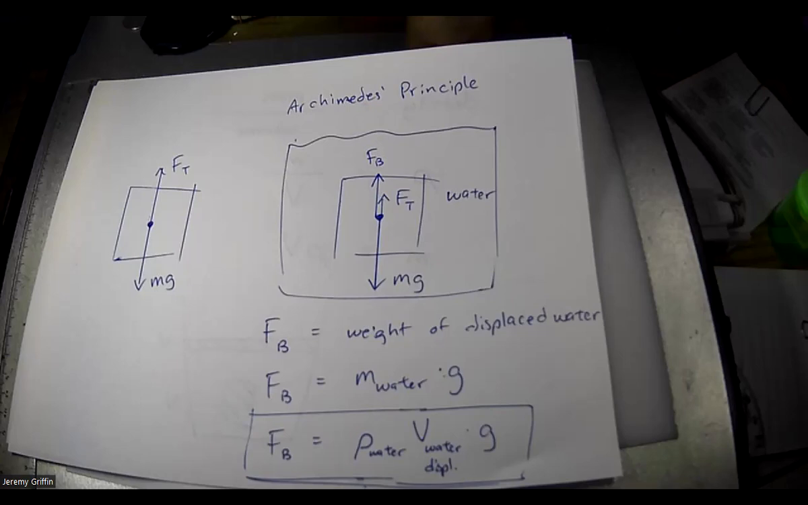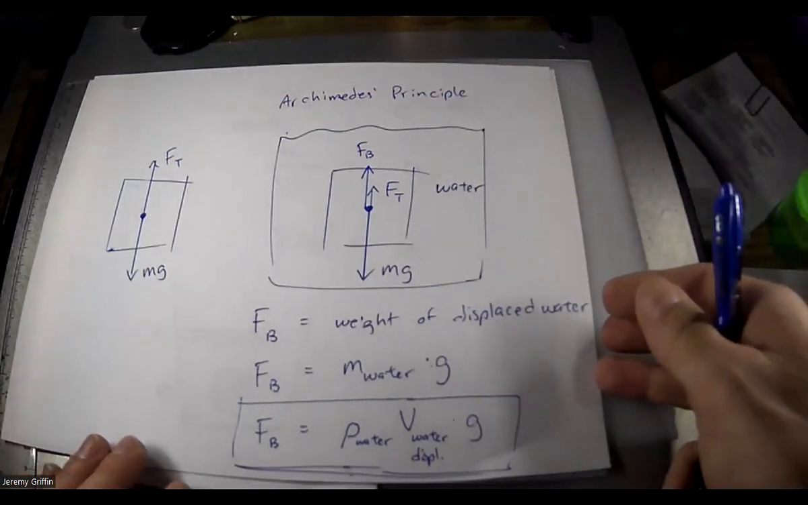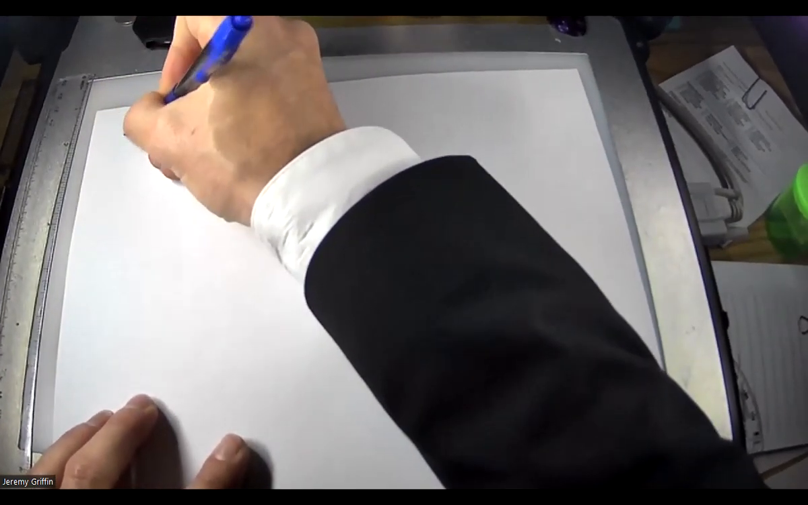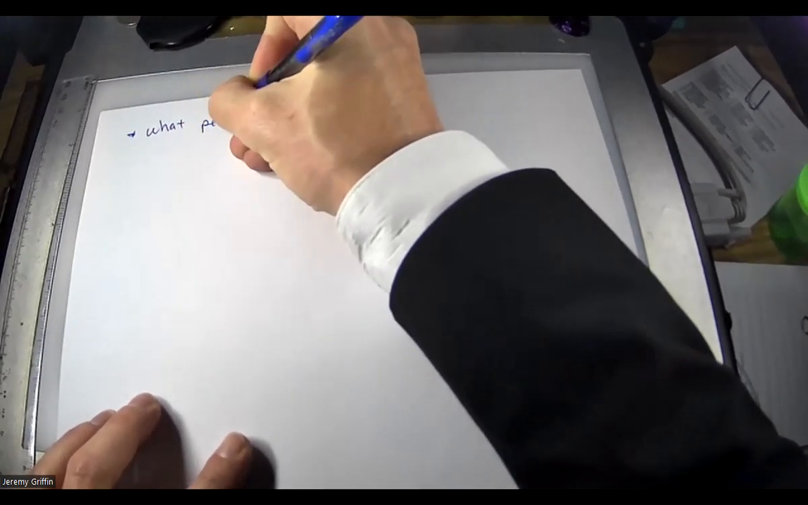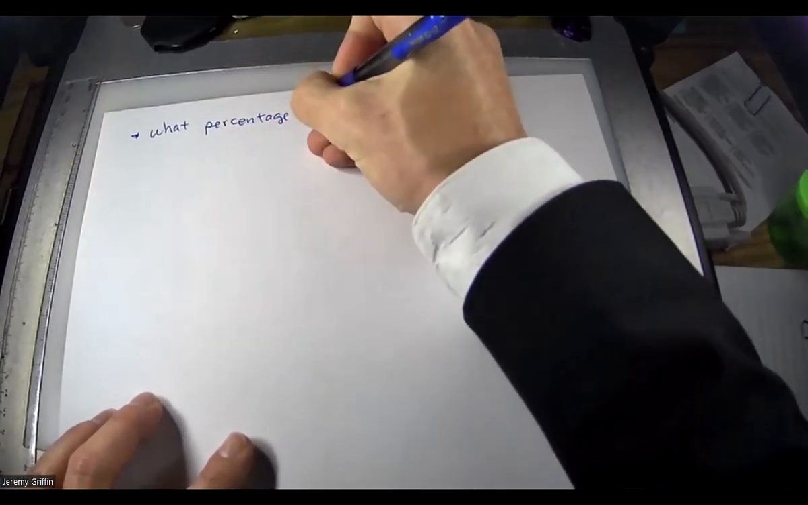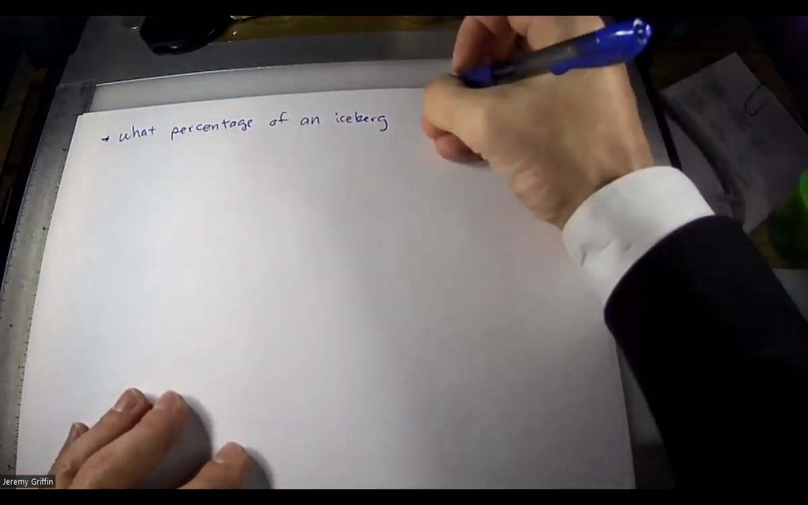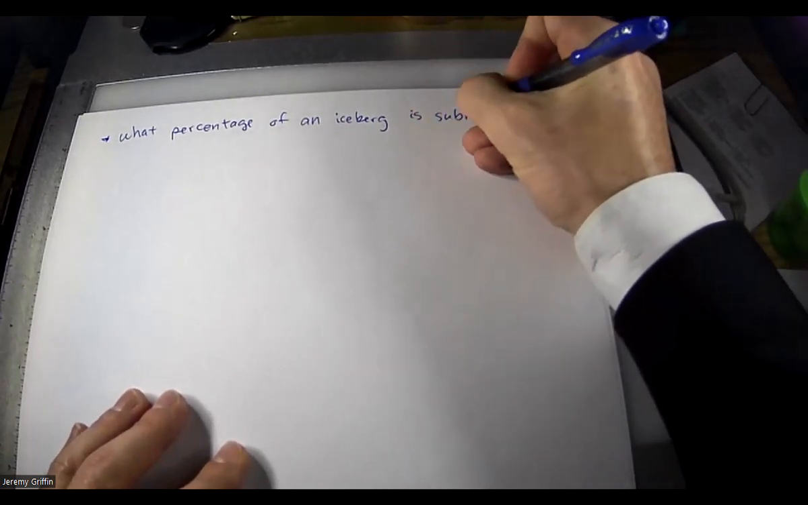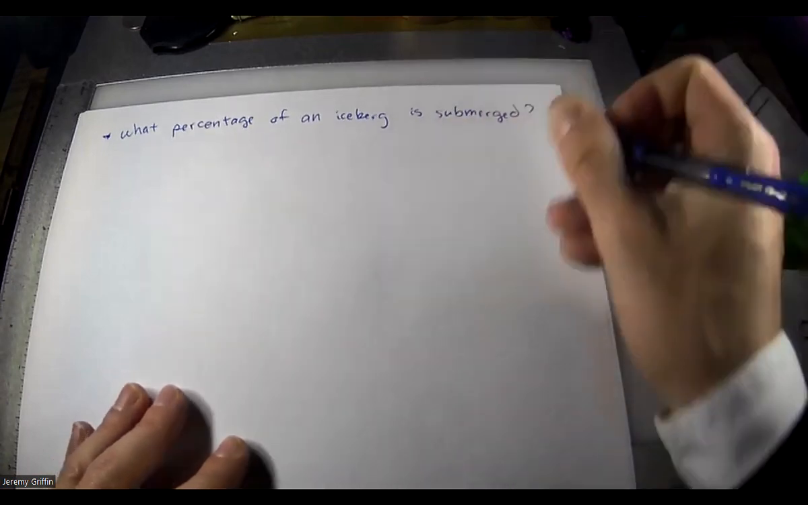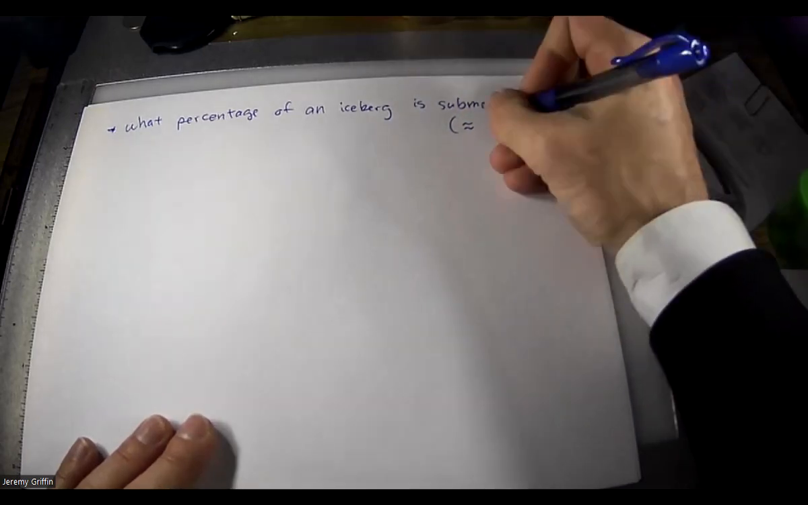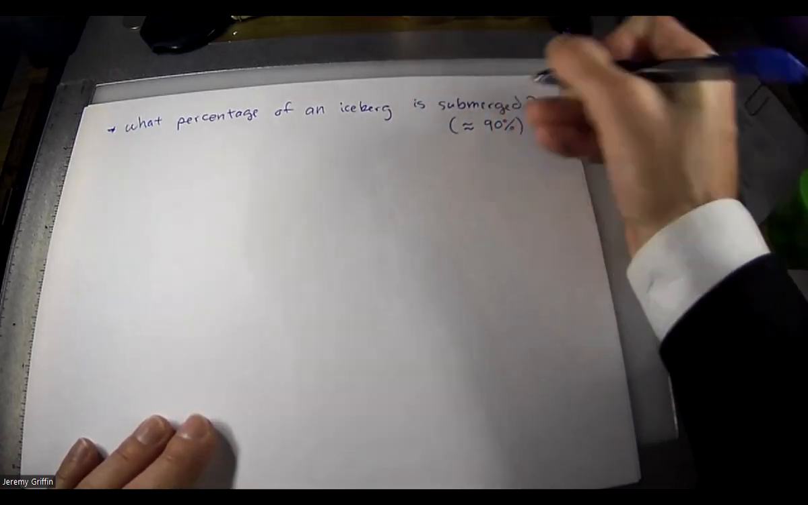Now, what you'd have to know are the densities of these materials, because different densities are going to correspond to different levels that it will float in the water. So here's the question: what percentage of an iceberg is submerged? Let's say how much is actually underneath the waterline, which you guys probably know anecdotally, if nothing else, should be about 90%. That's kind of what we should be looking for, about 90%.